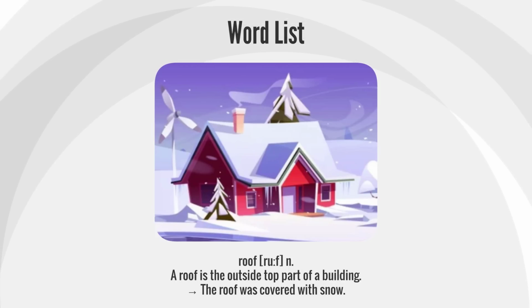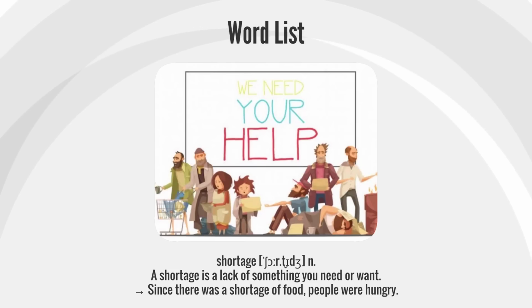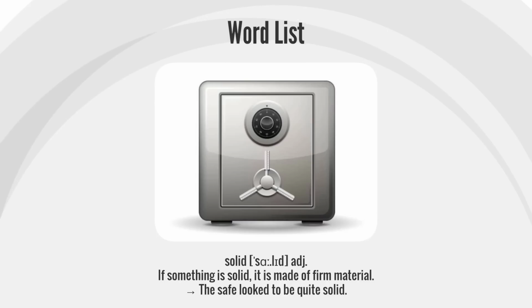Roof. A roof is the outside top part of a building. The roof was covered with snow. Shortage. A shortage is a lack of something you need or want. Since there was a shortage of food, people were hungry. Solid. If something is solid, it is made of firm material. The safe looked to be quite solid.